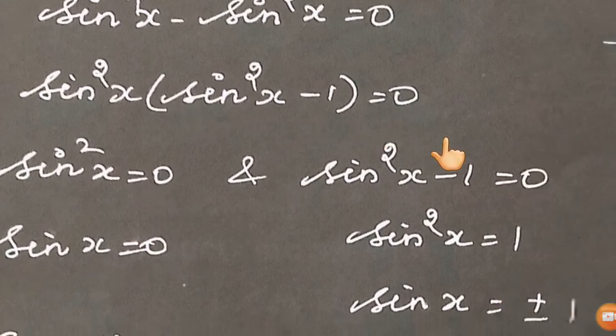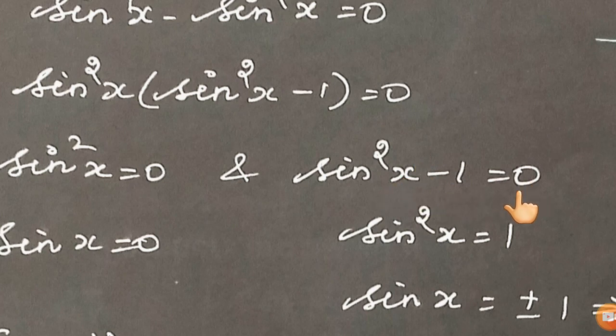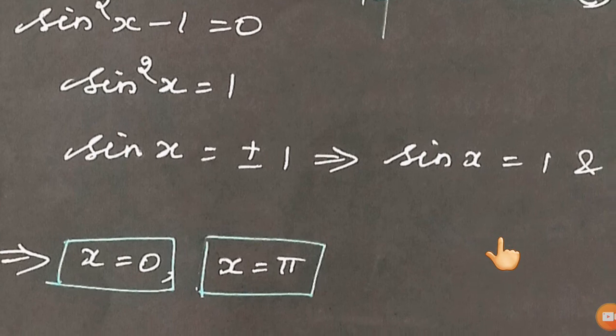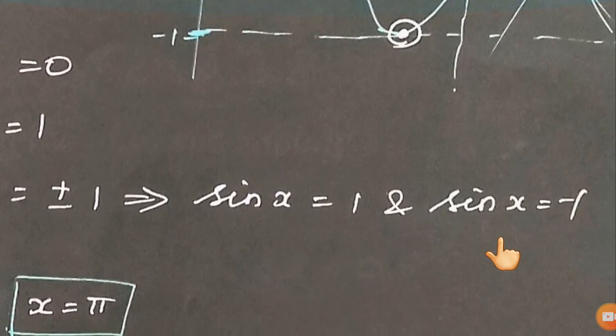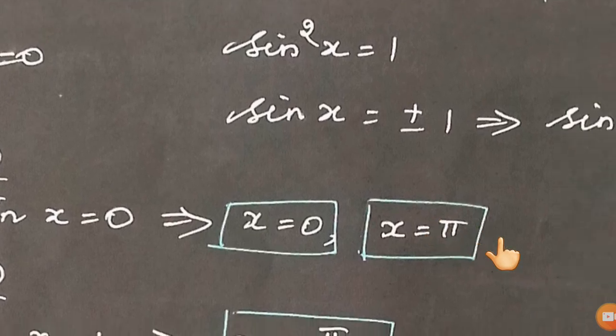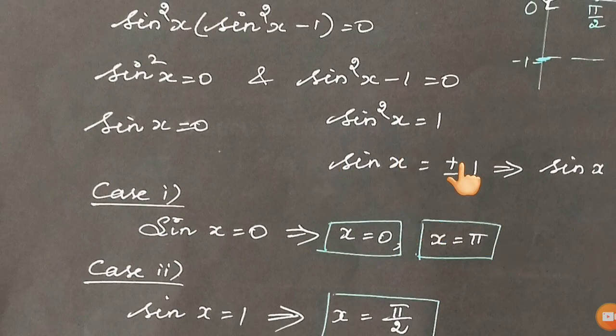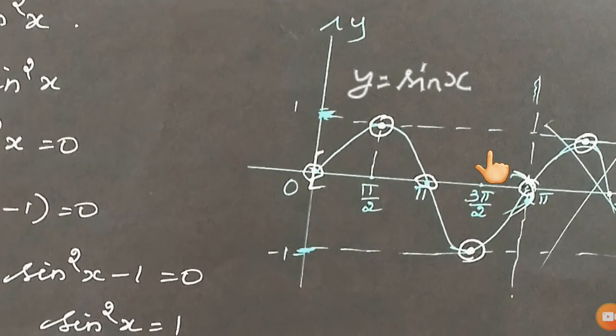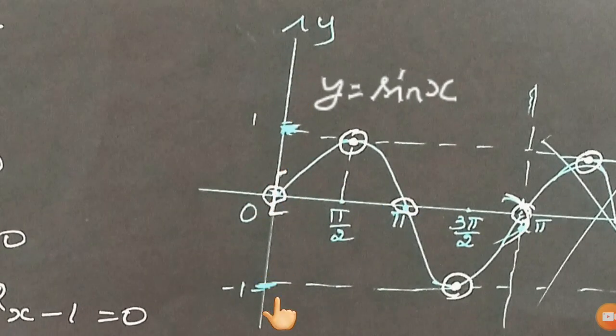And for the other product, sin^2 x minus 1 equated to 0. Next step, we have sin^2 x is equal to 1. Therefore, sin x is equal to plus or minus 1. It means sin x is equal to 1 and sin x is equal to minus 1. So totally you have three values for sin x: 0, plus or minus 1. If you observe the graph of sin x, you can understand. So draw the x-axis and y-axis, and draw the curve of sin x.